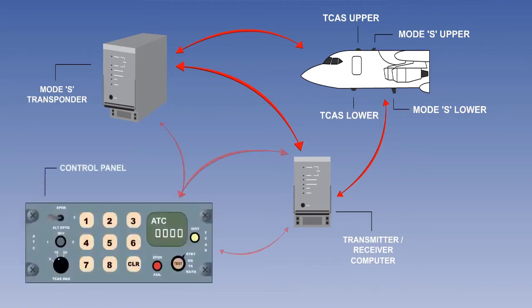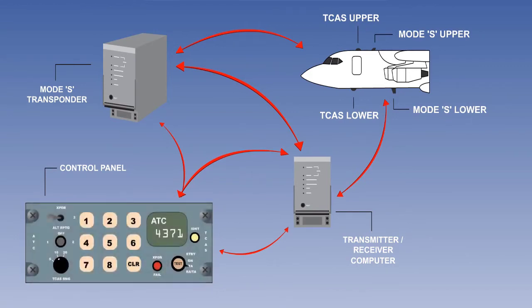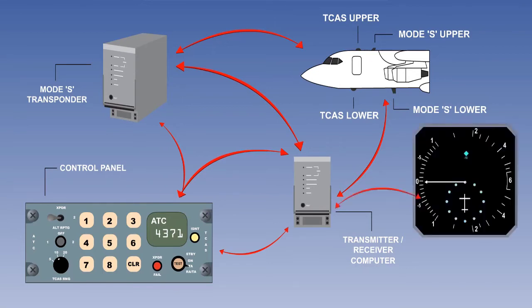We obviously need a control panel to input the mode alpha frequency, turn the system on, select the range, and select resolution advisories off, as in certain situations, the aeroplane will not have the performance to carry out the vertical maneuvers the system might demand. We also require a means of displaying the traffic seen by the system. This can take the form of a dedicated display, or it can be incorporated into the vertical speed indicator, the navigation display, or the primary flight display.